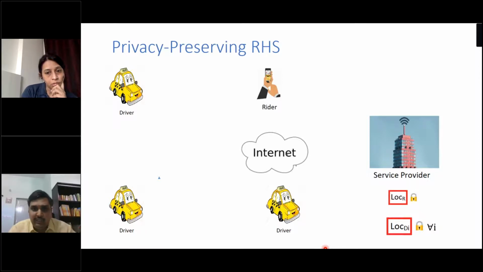And suppose it is encrypted with respect to, say, the public key of the rider, then it's even worse. The service provider will not be able to do any computation in order to find the best match for the rider. So things are pretty bad.